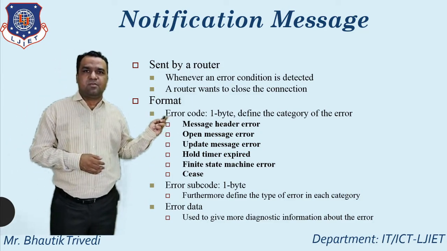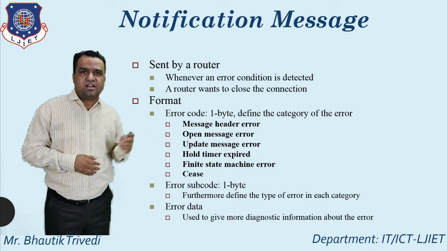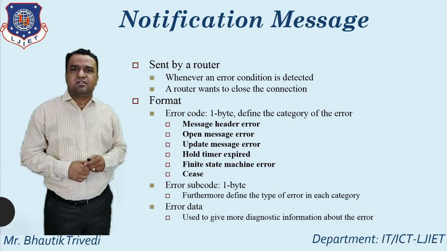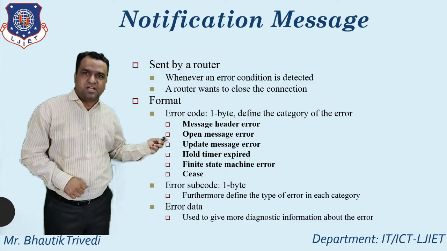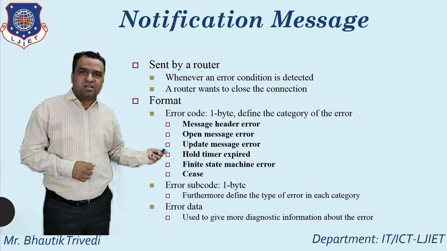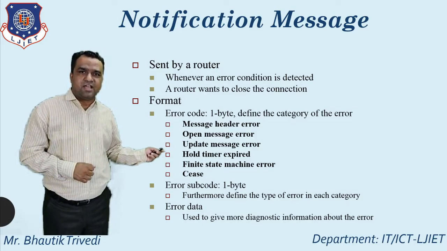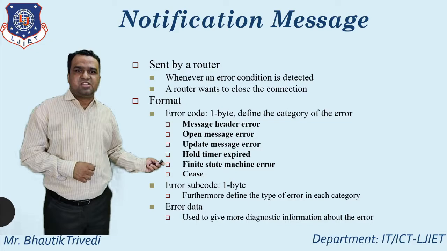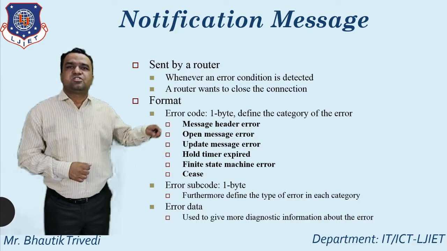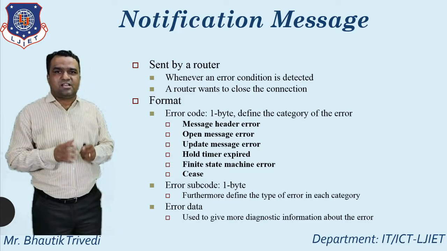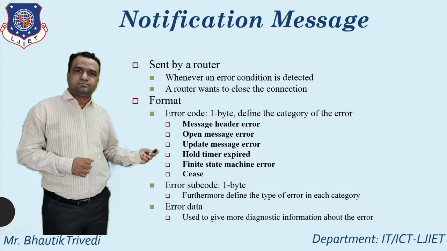First one is the message header error. Second is the open message error. Third is the update message error. Fourth is the hold timer expired. Fifth is the finite state machine error. And sixth is the cease. So these types of errors are the part of the error code, that is, the category of the error.